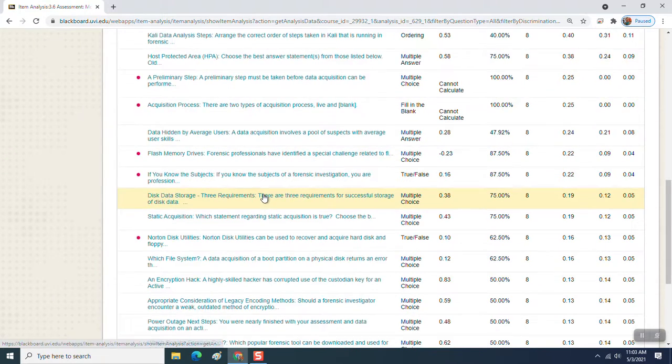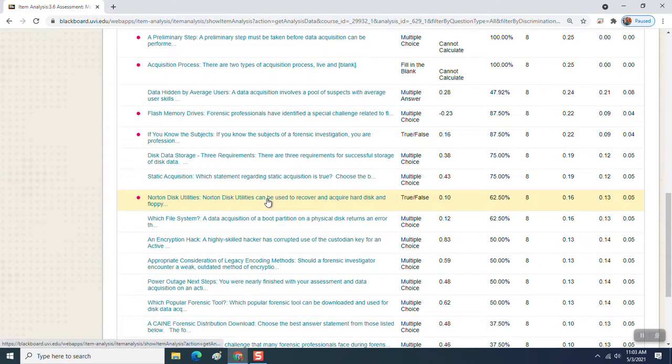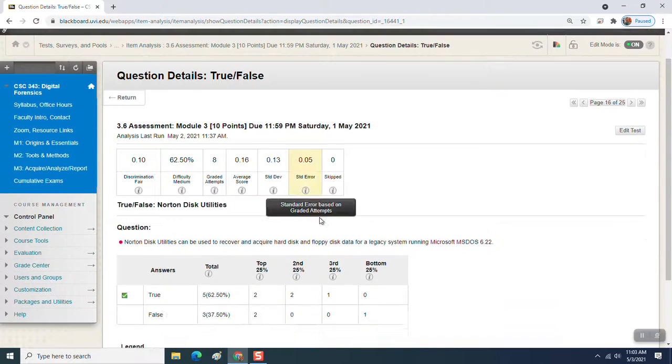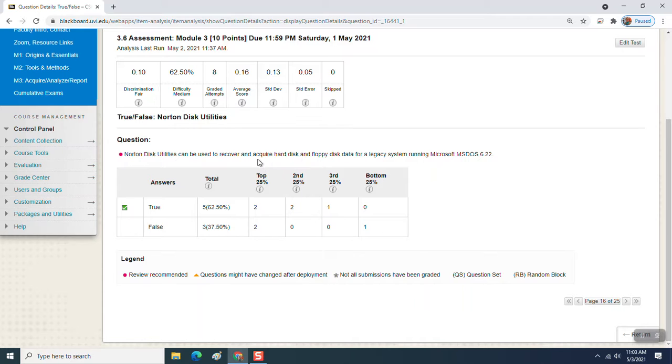So that's one thing you have to be aware of when you're working with data acquisition or the different types and flavors of file systems. We'll actually finish these three instead of stopping here. Norton Disk Utilities can be used to recover and acquire hard disk and floppy disk data for a legacy system using Microsoft MS-DOS 6.22. That is true.